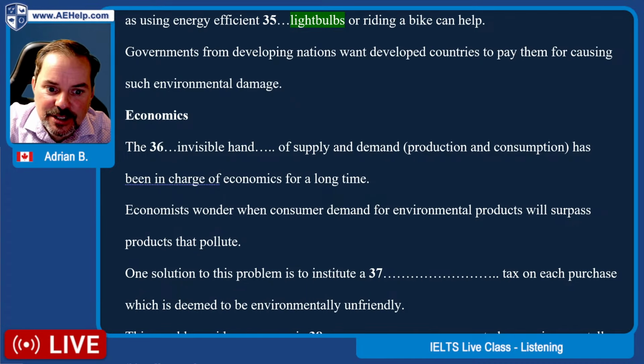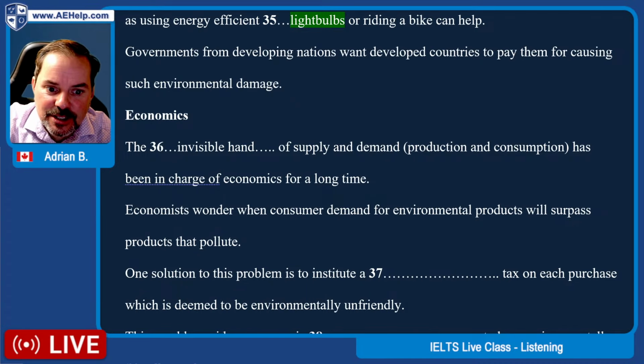Okay. AI can't do this. Maybe it can. Okay. Just the hand of supply and demand is not enough. You need invisible hand in this case.